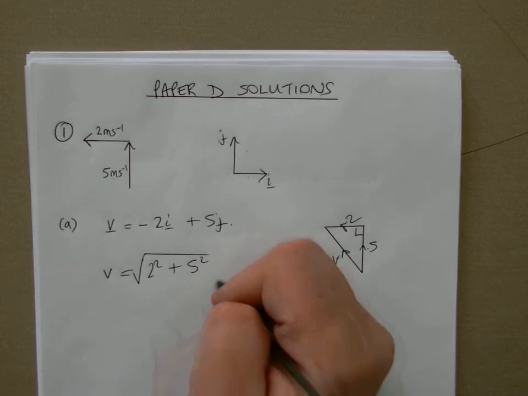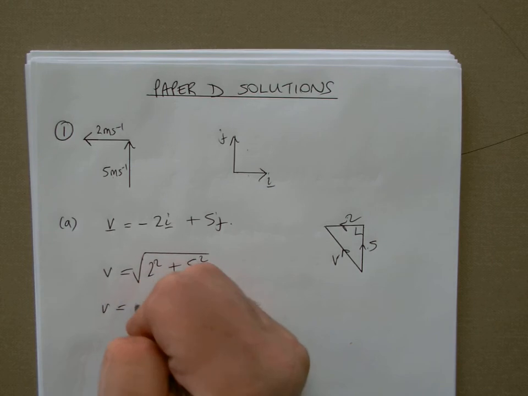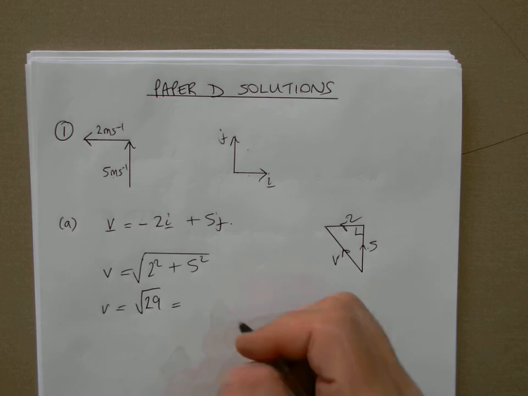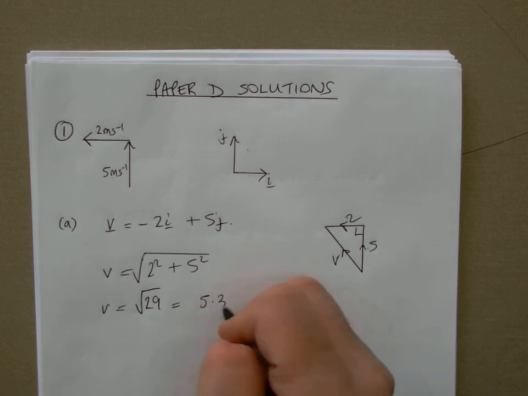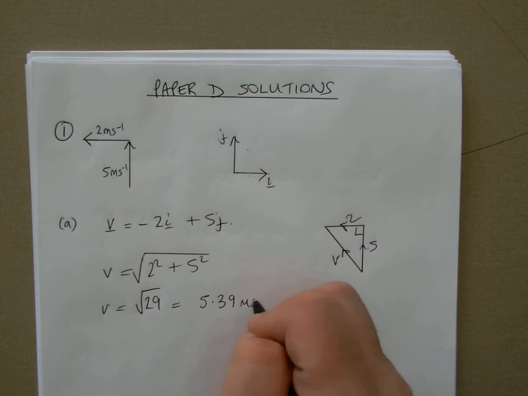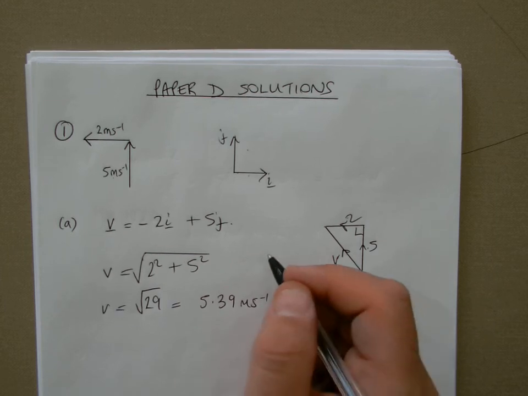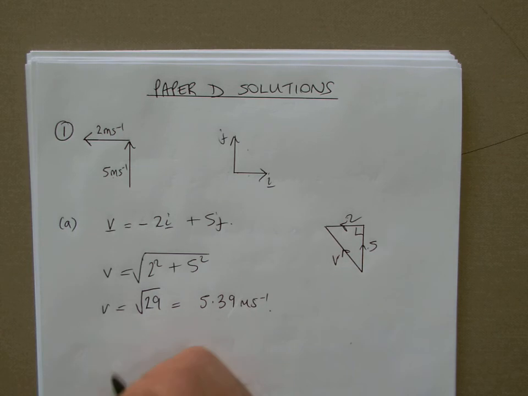Okay, so that gives us the actual speed. So if you work that out, that comes to be root 29. Okay, so we put that to so many decimal places. So 5.39 meters per second. Okay, part B then, it says find the bearing of the resultant velocity of the boat.